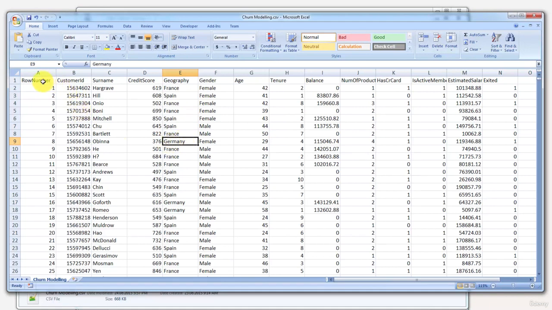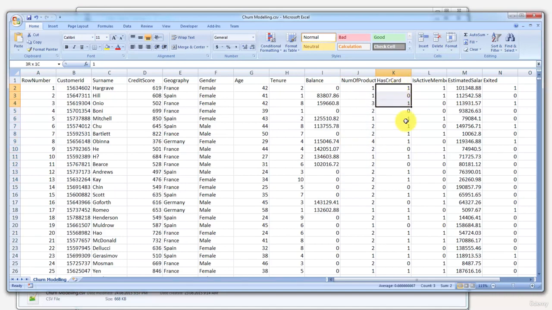So what they did is they took this sample of 10,000 customers and they measured 6 months ago everything they knew about them. Their custom ID, their surname, credit score, their geography, their gender, their age, their tenure. So how long they've been with the bank, the balance of the customers at that point in time, the number of products they had at that point in time. So the number of products is things like how many products do they have? Do they have a savings account? Do they have a credit card? Do they have a loan? Did the customer have a credit card or not?